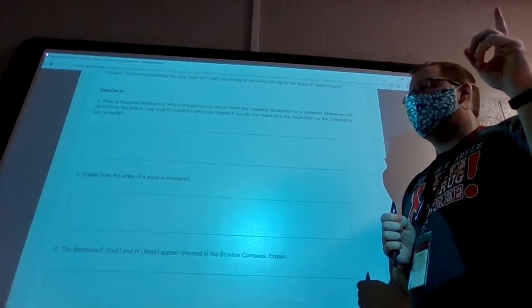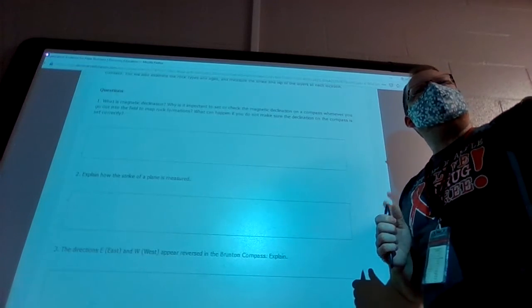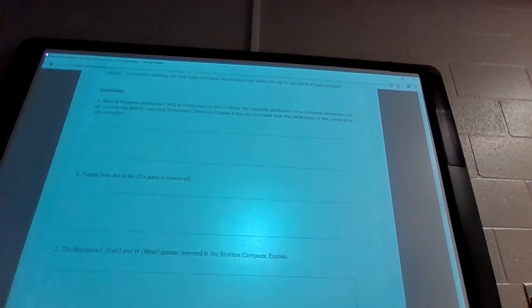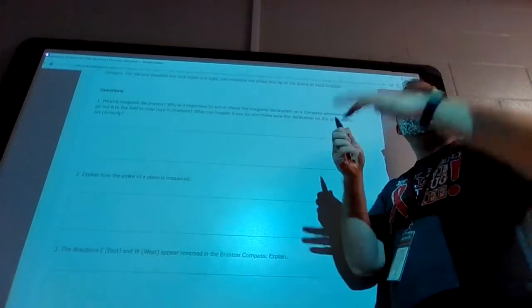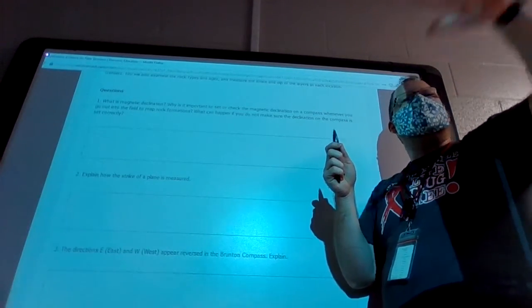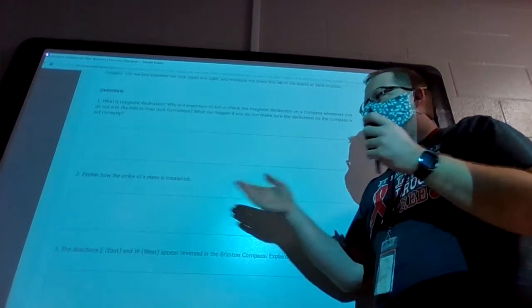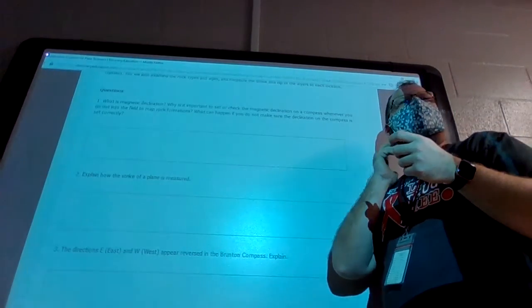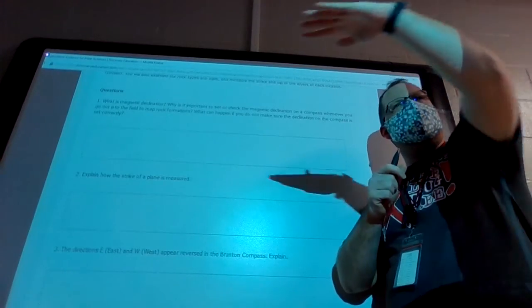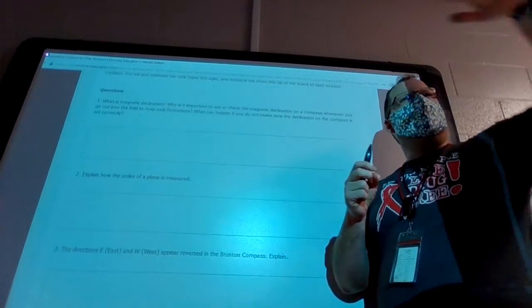So explain how the strike of a plane is measured. Take your compass up against the rock itself, and you're going to move your compass until the level says that it's flat. Once the level says that it's flat, that direction is the direction that your strike is. It's your even, flat, horizontal direction.